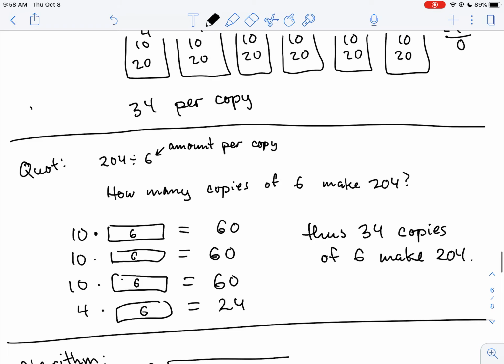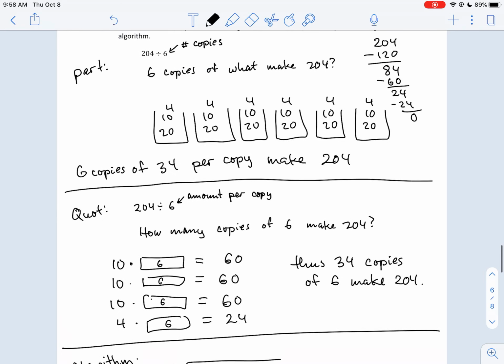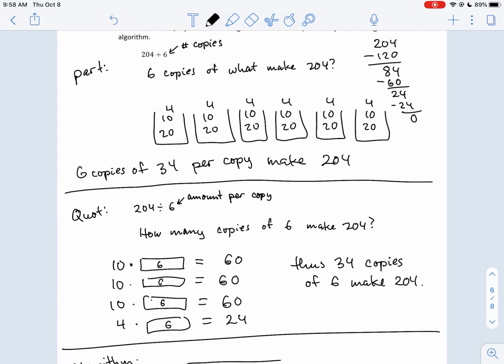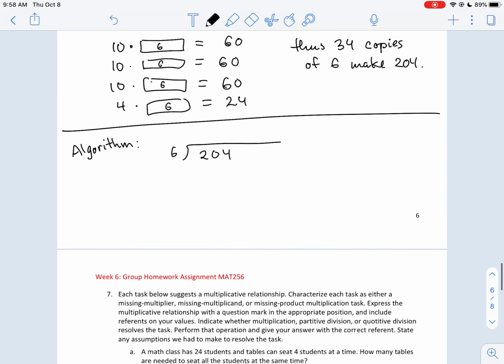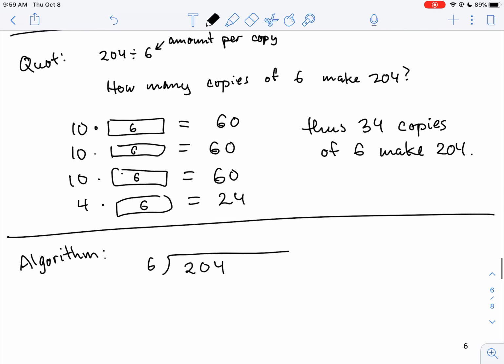And here we did 6 copies of 34 per copy make 204. Right, so the answer was 34 in both cases, but the interpretation is very different. In the partitive case, the 34 that we determined through division was how much stuff there was per copy, and then the 34 in the quotative case was how many copies there were.